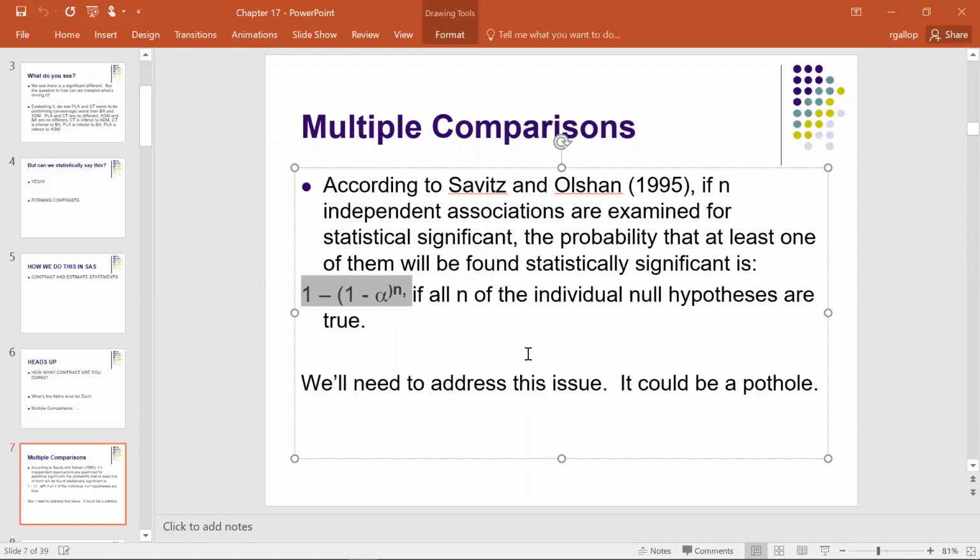But there's also something else we need to keep in mind. And that's this Savitz and Ocean idea of N independent associations. So our further discussion on multiple comparisons needs to focus on this idea versus this formula. There becomes an integration of the two that we need to account for. We're going to talk about 3 approaches that integrate them together.